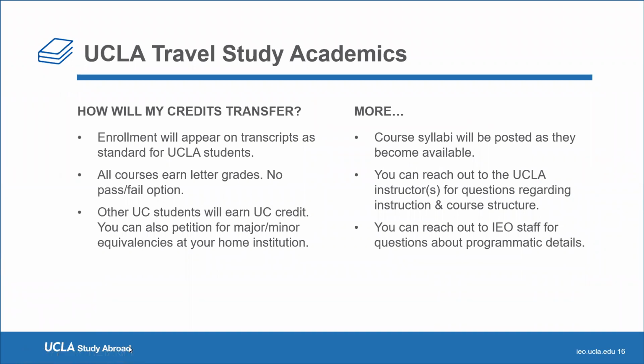Here's a brief overview of academics while on a travel study program. A common question: how will your credits transfer? Enrollment will appear on your transcripts just as if you were taking a course on the UCLA campus. Please keep in mind that for all courses on these programs, you will earn letter grades, so there's no pass-fail option. For travel study programs, other UC students can also participate and earn UC credit. For any questions about the specific courses for a particular program, you can reach out directly to the instructor listed on the program webpage, or you can reach out to IEO staff for questions about programmatic details and the on-site experience.